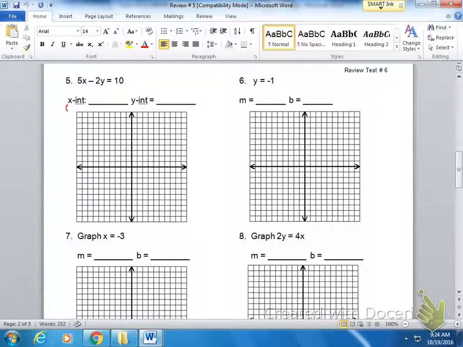First, for the x-intercept, y has to be 0. For the y-intercept, x has to be 0. So we're going to plug those things in and find those points. So first I'm going to find the x-intercept.